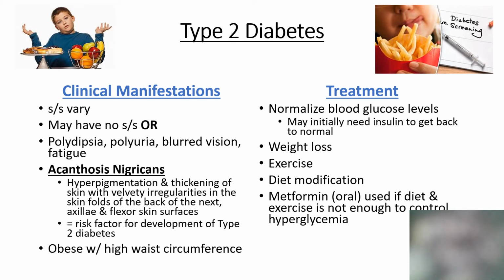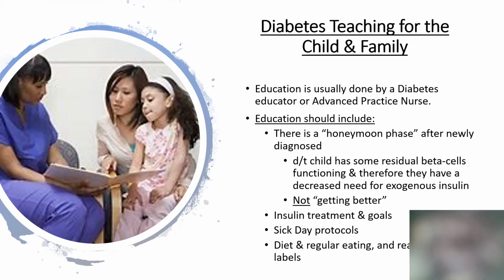Our treatment involves normalizing blood glucose levels, and initially we may need to give these kids some insulin for a short period of time to get them back on a healthy, normal blood glucose level. We will then work with them for weight loss efforts, exercise involvement, diet modifications, and they may need to use oral metformin if exercise and diet control are not enough. But we really try to do it without medication if at all possible.